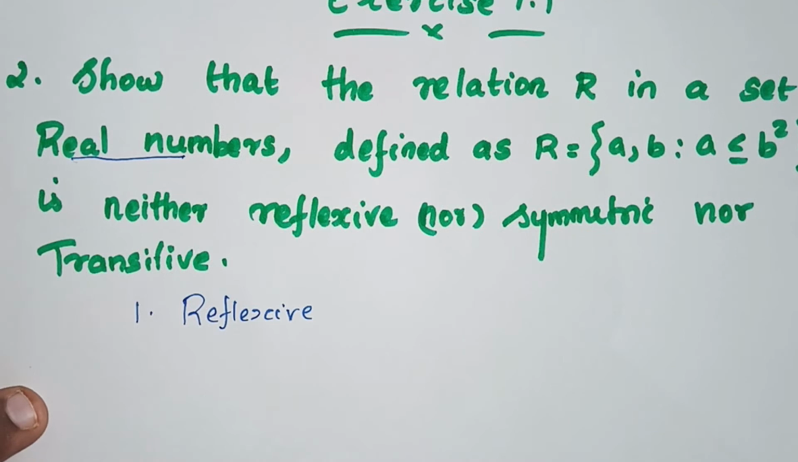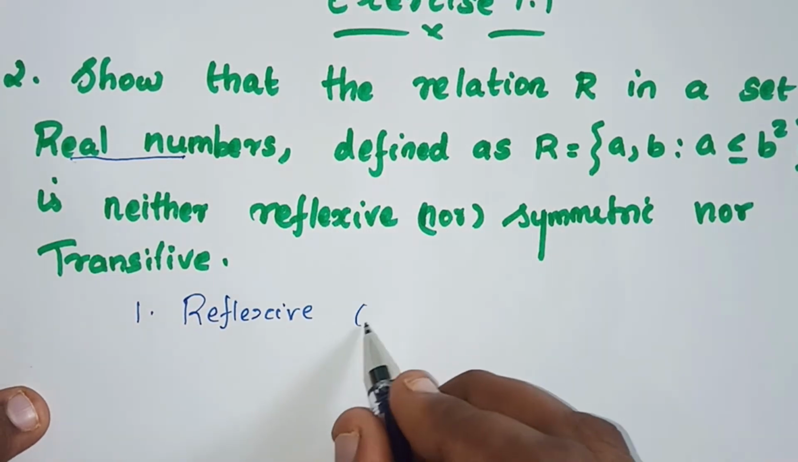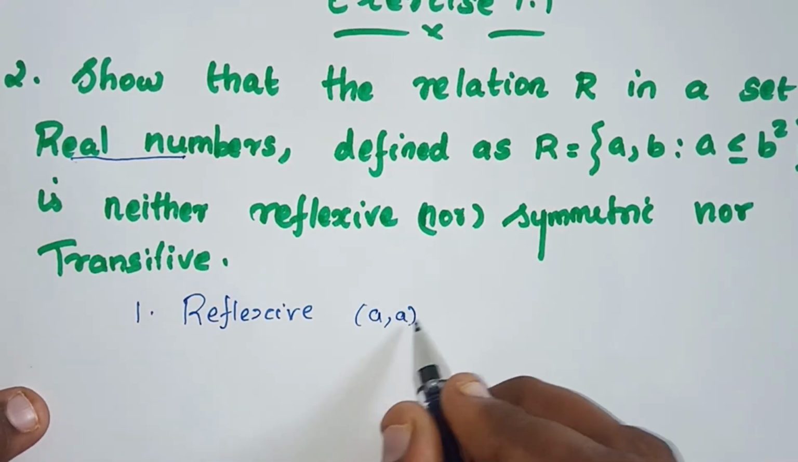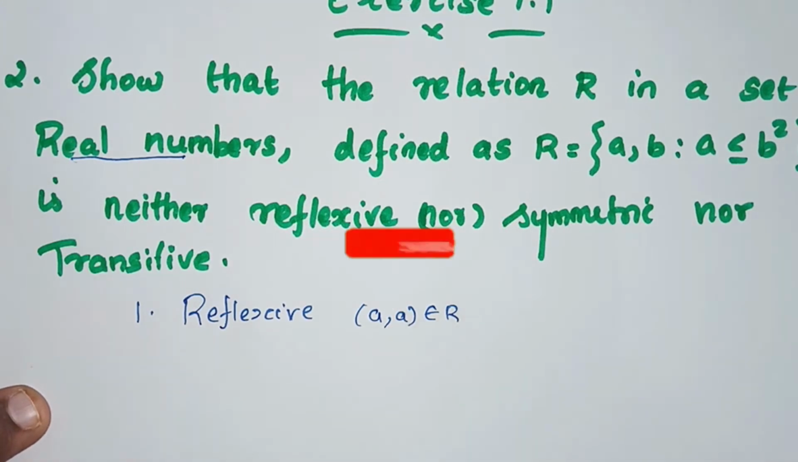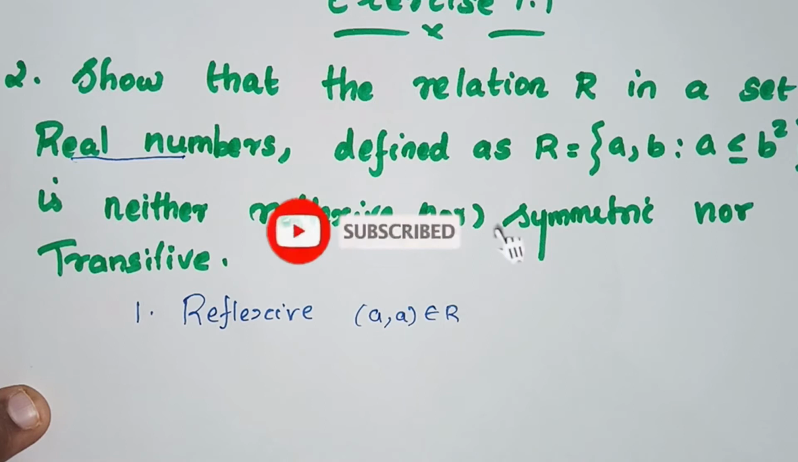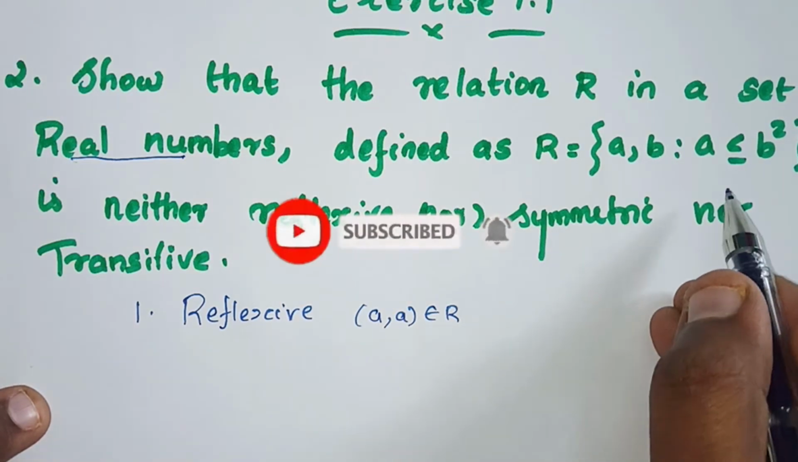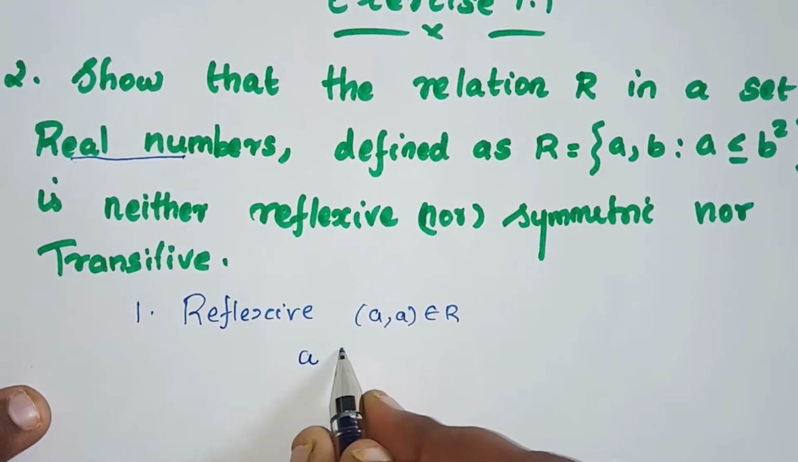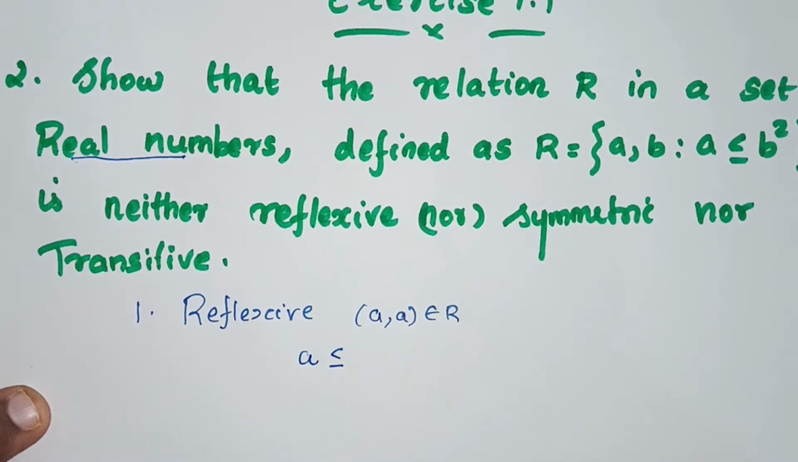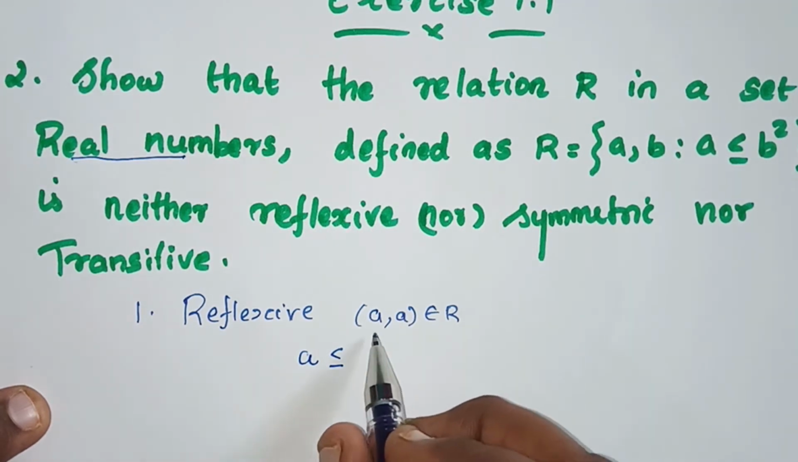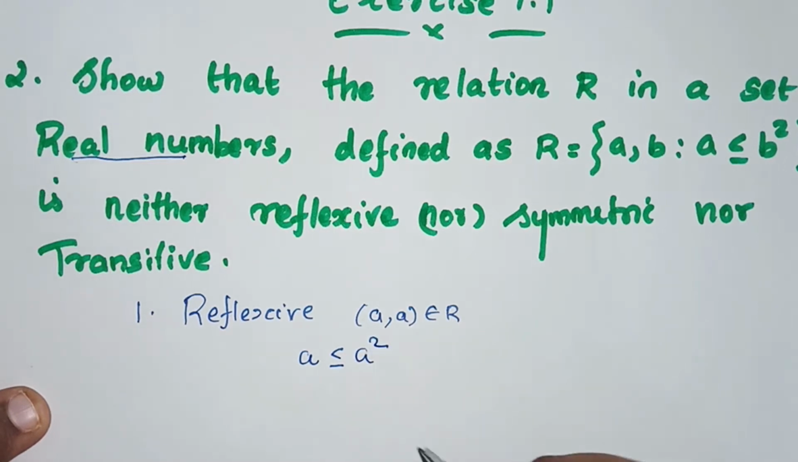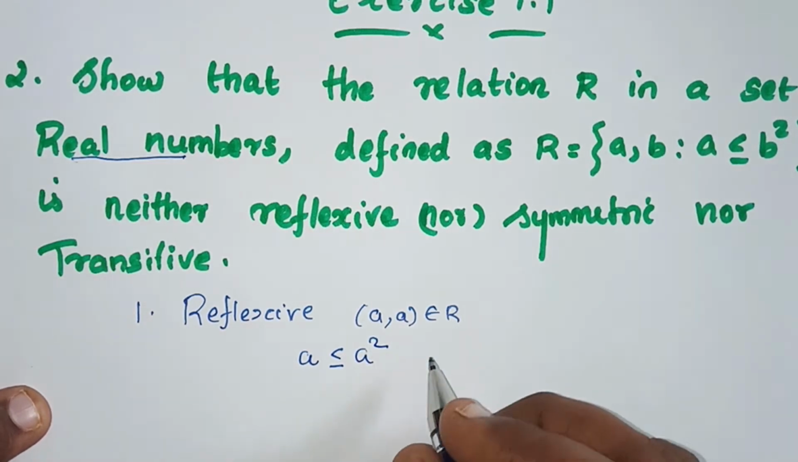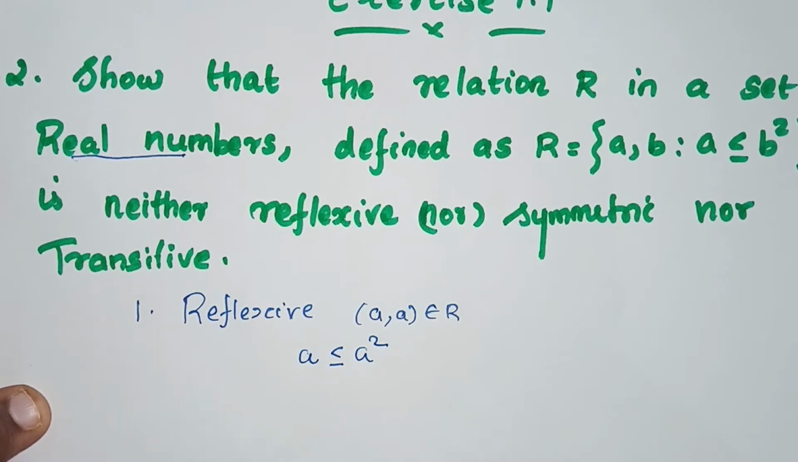So what is the condition for reflexive? Reflexive means (a, a) belongs to the relation. If (a, a) belongs to that relation, then the relation is reflexive, right? The given relation is a ≤ b². So in reflexive we need to take (a, a), so a ≤ a².